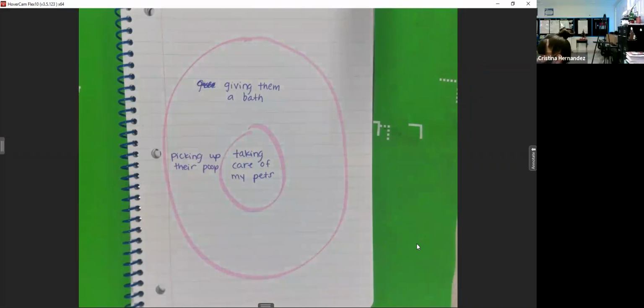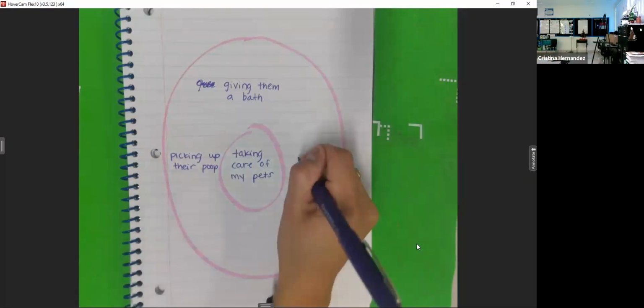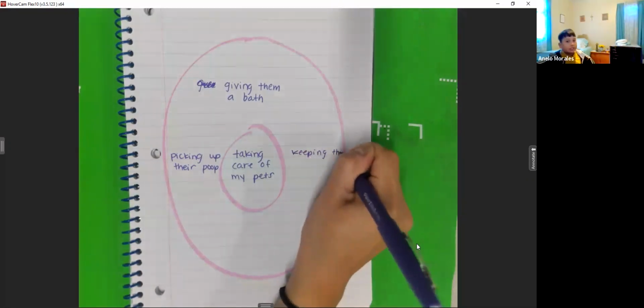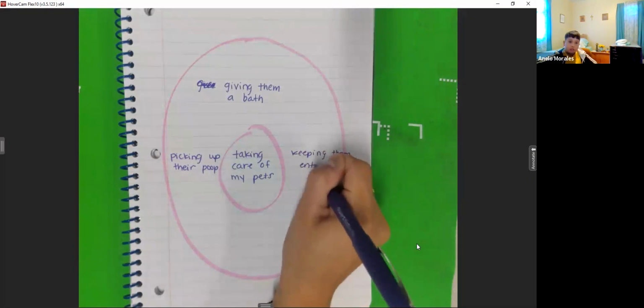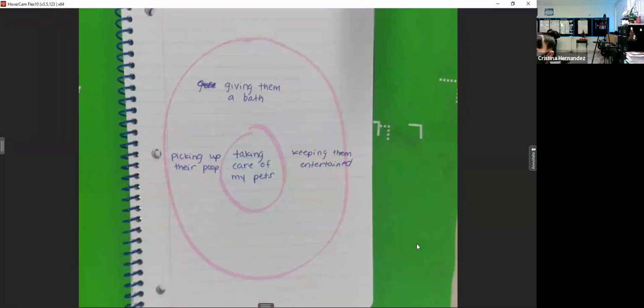What else is difficult about taking care of your pets? Giving them a bath, picking up their poop. What else do you have to do to a pet? There's a big one. Making them have fun. You have to take your time in the day to make them have fun. So keeping them entertained, I guess? An hour is best because they're basically just exercising. I guess that could be walking them. So like walking them, playing with them.